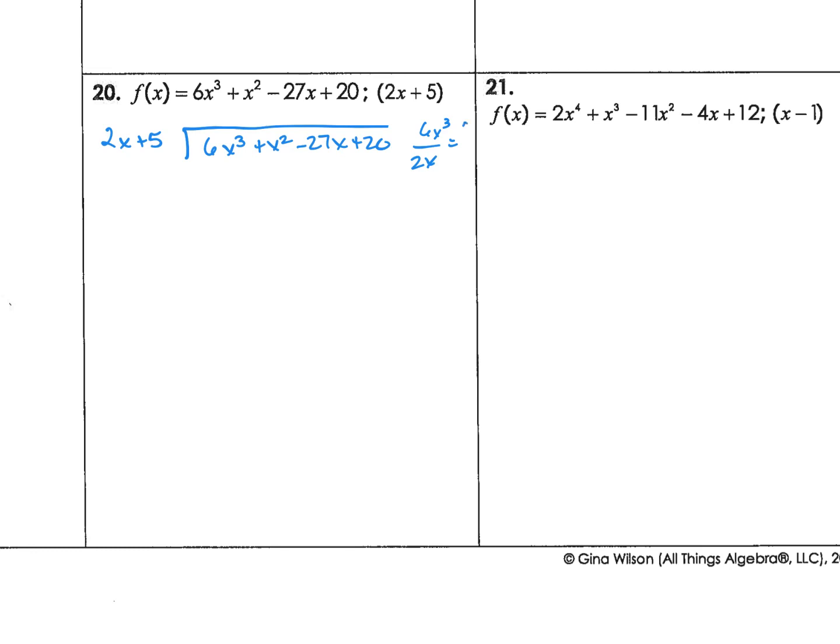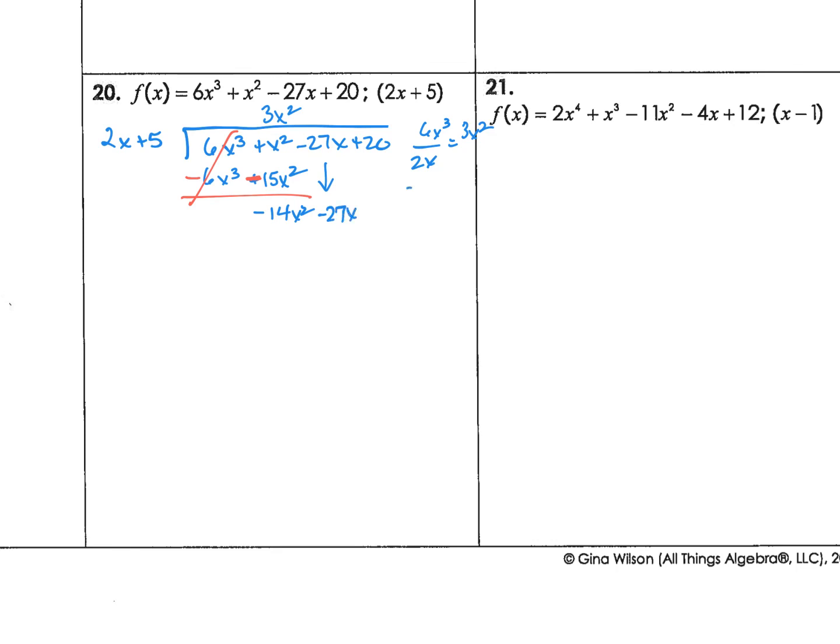Yeah, 3x squared. That goes right here, doesn't it? Then we multiply out and we get 6x cubed plus 15x squared, and then we change and do opposite signs, don't we? That should go away. X squared minus 15x squared is negative 14x squared, and we bring down negative 27x.